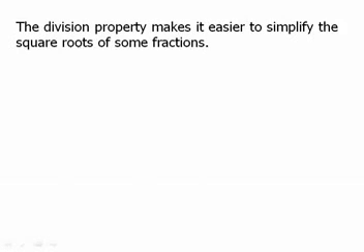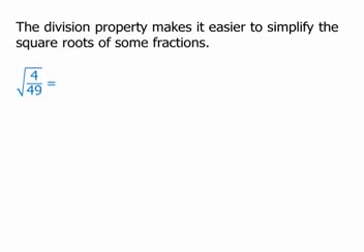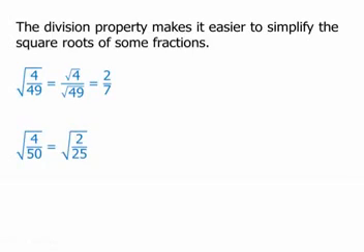The division property makes it easier to simplify the square roots of some fractions. So for example, if we had the square root of 4 over 49, we can just take the square root of each one of those numbers individually, and that equals 2/7. If we had the square root of 4 over 50, of course we can simplify a bit first. We can cancel a factor of 2, then take the square root in the numerator and the denominator. In the numerator, we can't do anything else. Square root of 2, we're stuck with that. But in the denominator, we can simplify that to 5. So these are two fractions that get a little bit simplified.